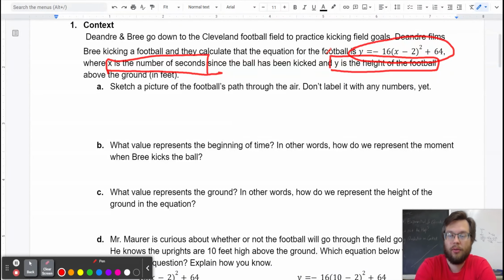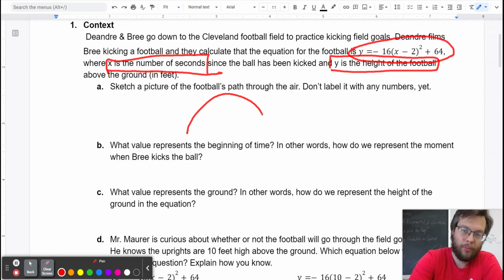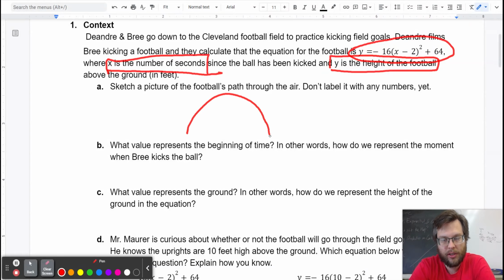So while you're going through all of these word problems, you're really just trying to identify whether I'm telling you about an x or a y value. Part A just says sketch a picture of the football's path through the air. It doesn't have to be pretty. That's really all I'm looking for.